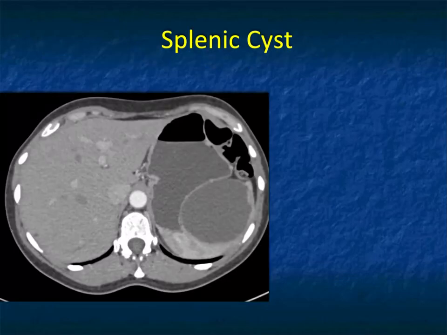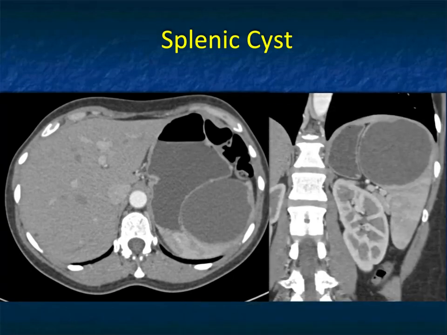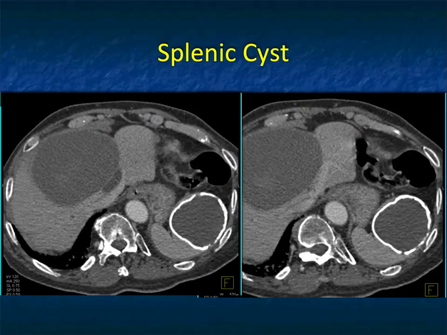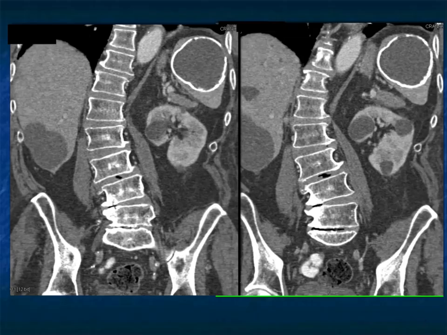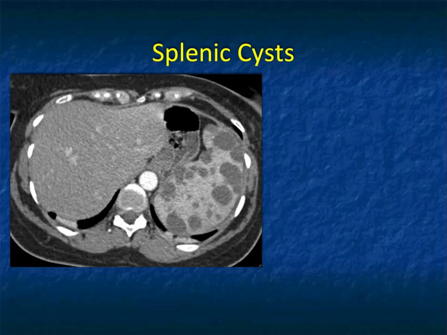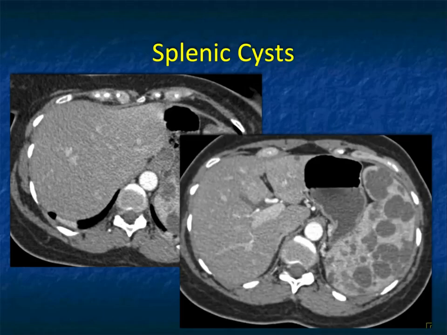Here's a typical splenic cyst, well-defined water density. Splenic cysts can calcify. Of course, as I mentioned before, anything that calcifies around the rim, I do worry we're dealing with an old hematoma. But regardless, this is a benign leave-alone lesion. Here it is in the coronal plane. Multiple splenic cysts.